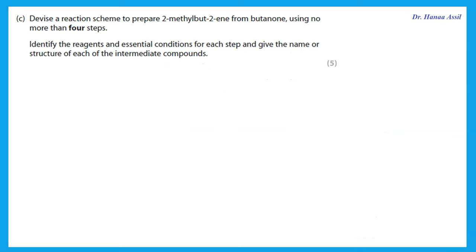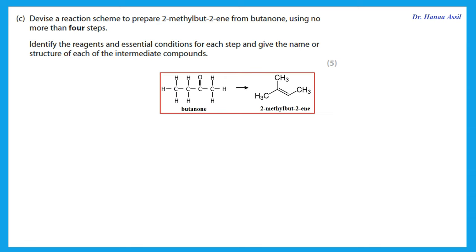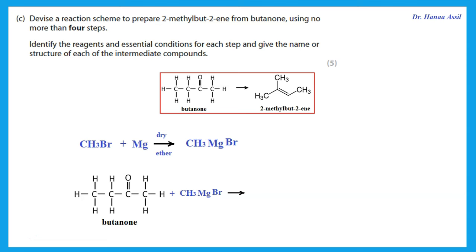The other question says, devise a reaction scheme to prepare 2-methylbutene. So we're trying to prepare 2-methylbutene from butanone using no more than 4 steps. Again, we want to start with butanone, but here we're trying to add an extra carbon. The final product here has an extra carbon. That means we need to use Grignard. So we're trying to add one extra methyl group. So we start with methyl bromide with magnesium in dry ether. That gives me the Grignard reagent. This reacts with the butanone. It adds that extra methyl group.